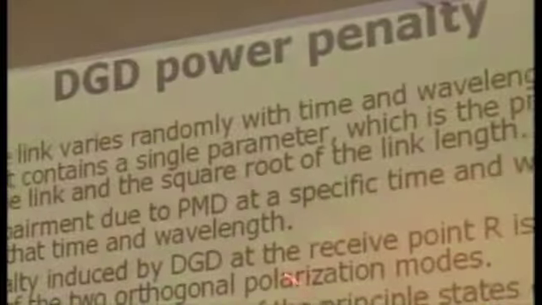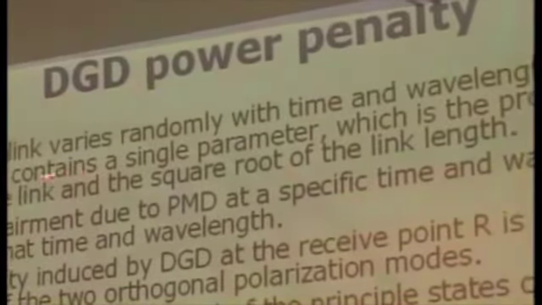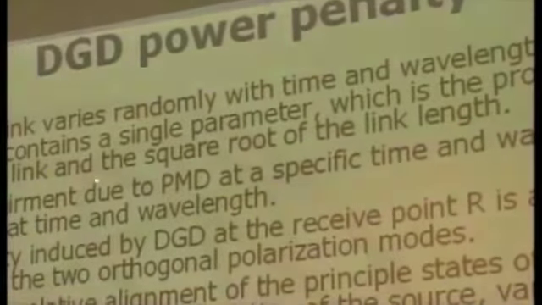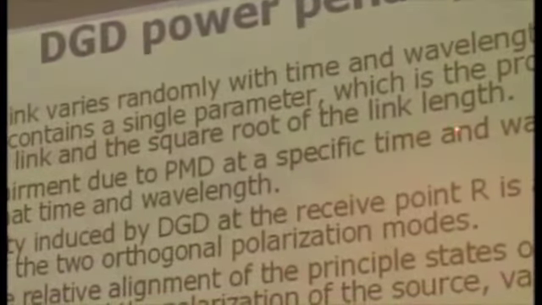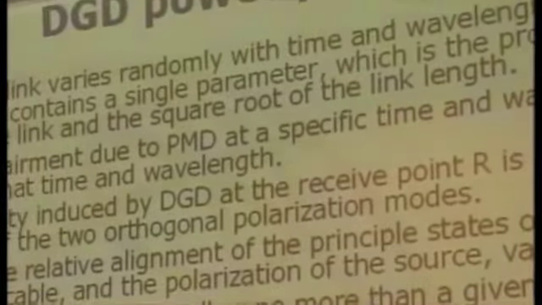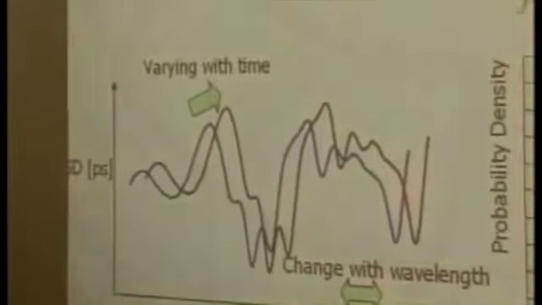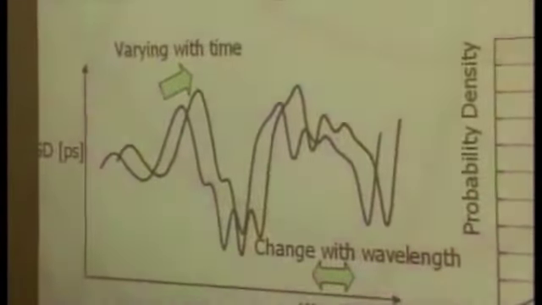Okay, and that contains a single parameter, which is the PMD coefficient of the link, and the square root of the link length. It can be expressed by such an equation, where delta tau means the DGD, and this is the average value of delta tau.